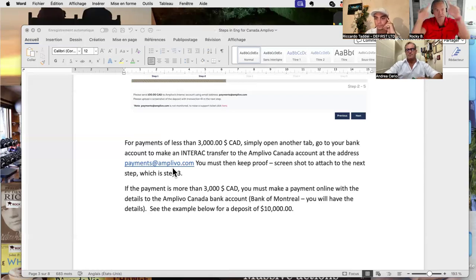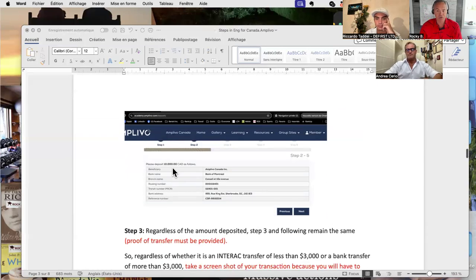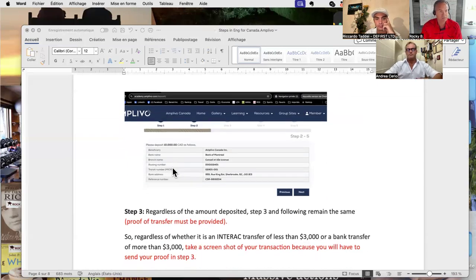So you send your money, screenshot. If it's over $3,000, I'm going to show you, I made a $10 deposit. It's almost the same way, but you cannot do it online. You have to go to the bank, give the information like a slip, and say, I want to send money to this bank. You cannot do it with Interac. Interac is for payments under 3,000. Above 3,000, you have to go either online or physically to your bank and ask for the transfer.